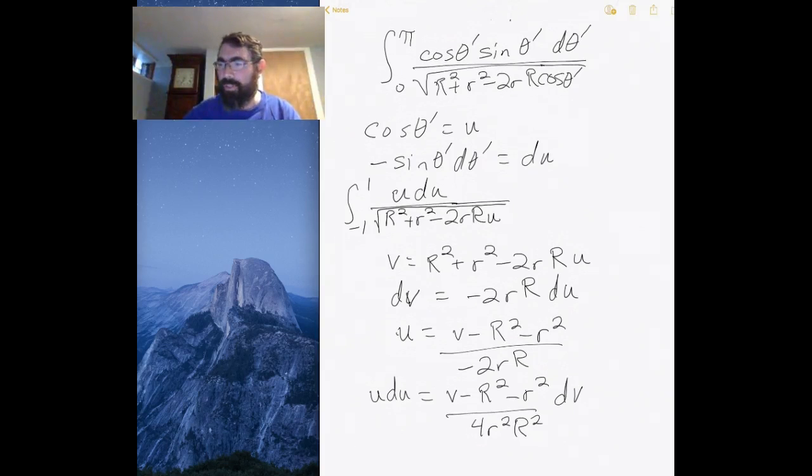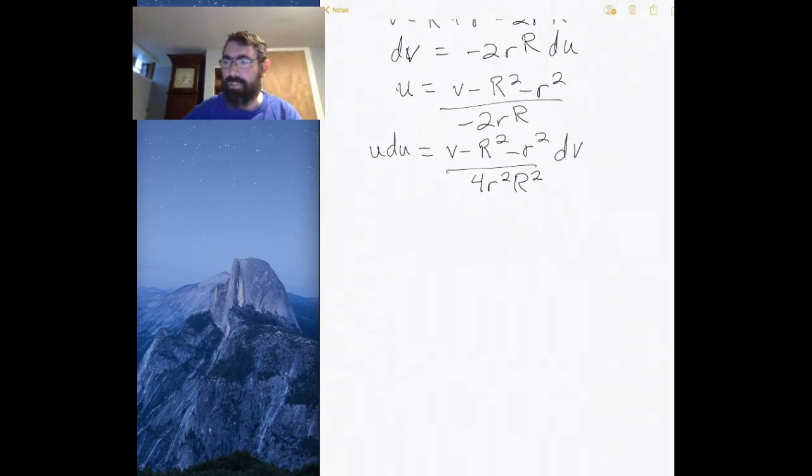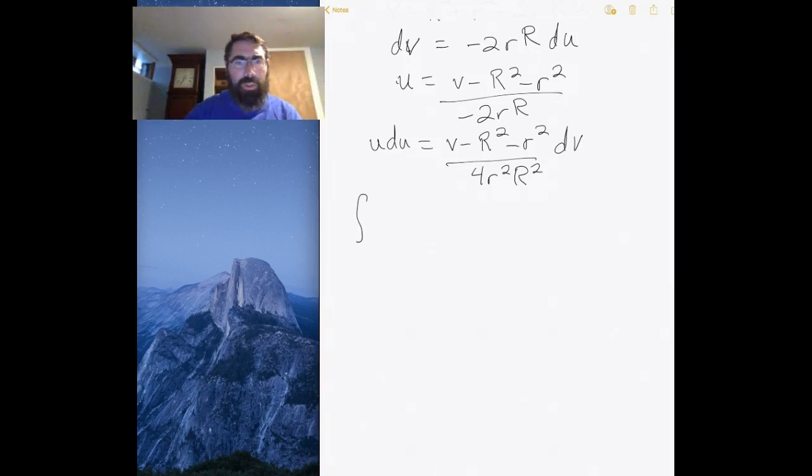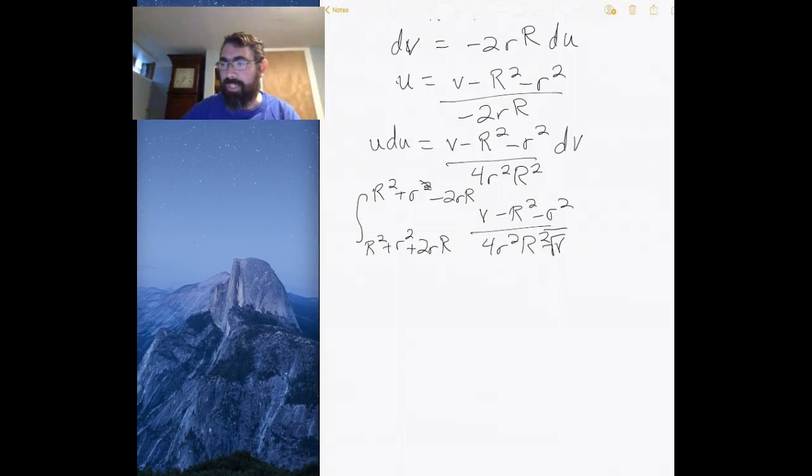Okay, so what I'm going to do is I'm going to rewrite that integral. So the integral is now from capital R squared plus lower r squared plus 2r capital R as the lower limit. The upper limit is R squared plus r squared minus 2r capital R, and the integral is v minus R squared minus lowercase r squared over 4 r squared R squared, square root of v dv. Okay, so I'll stop here, and then I will continue this in the next video.